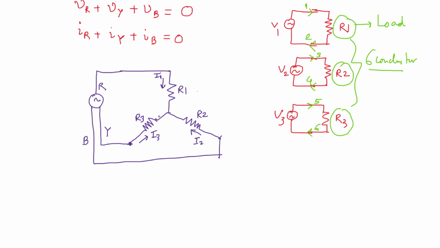So currents are flowing through the resistances, but you need a return conductor to provide the return path to the ground or maybe supply neutral. Through this neutral path that is connected, or through this return path, the current should be I1 plus I2 plus I3.